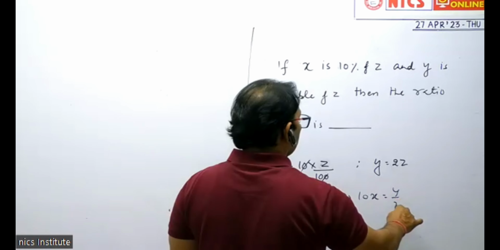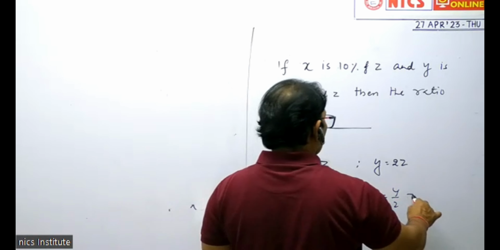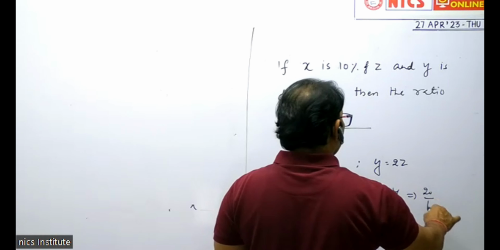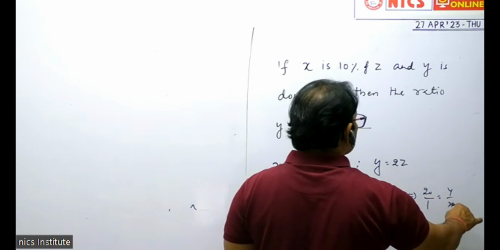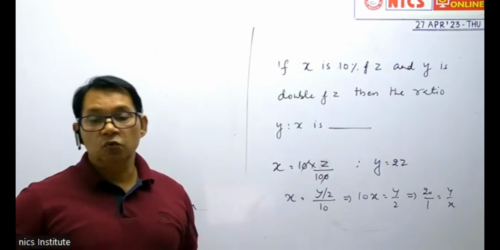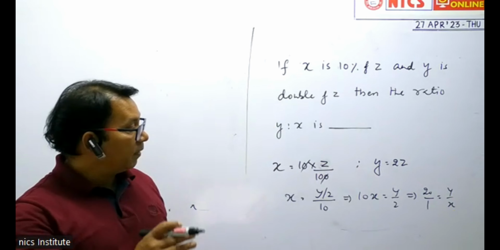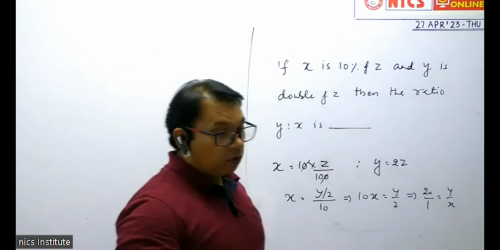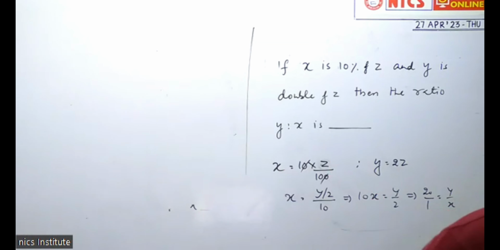or 20 by 1 is equal to y by x. If y is 2x, right? Y by x would be 20 is to 1. There will be one option 1 is to 20 also. So don't make that mistake. It will be 20 is to 1.